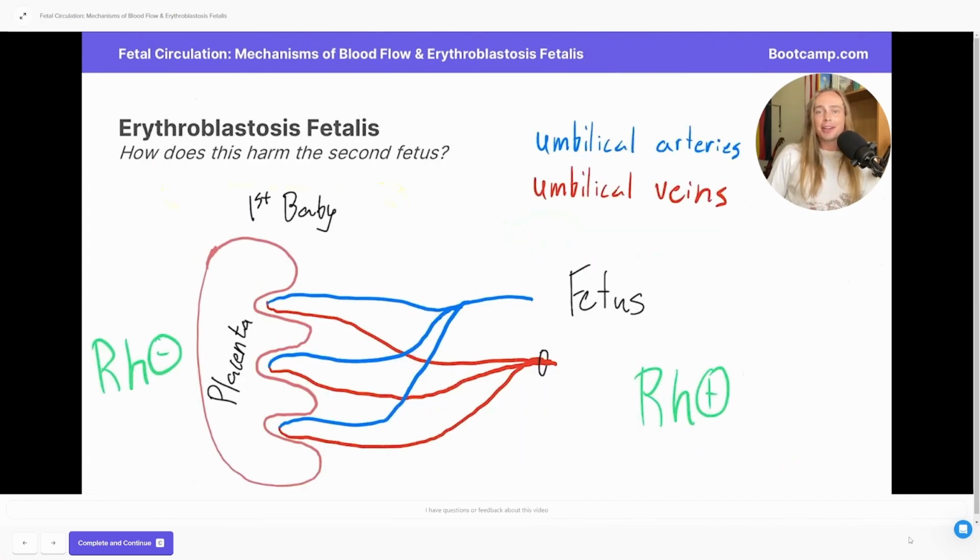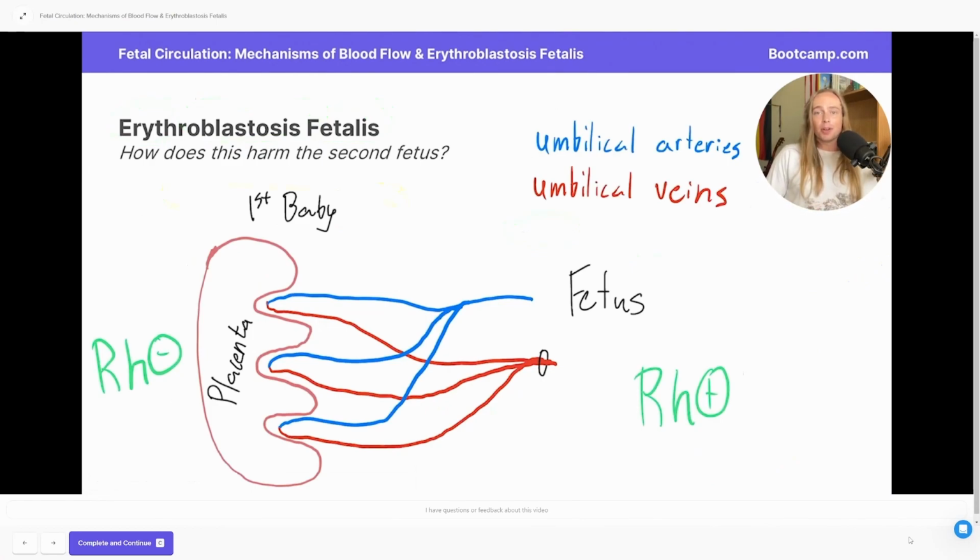Now we're going to discuss a very specific case of what can happen if a fetus's blood and a mother's blood end up mixing: erythroblastosis fetalis. So if we break down this name, we see fetalis means involving a fetus, erythro typically indicates red blood cells are involved, and blastosis means formation or development. So just from this name, we can deduce that this pathology is going to have something to do with the red blood cells of a fetus during development.